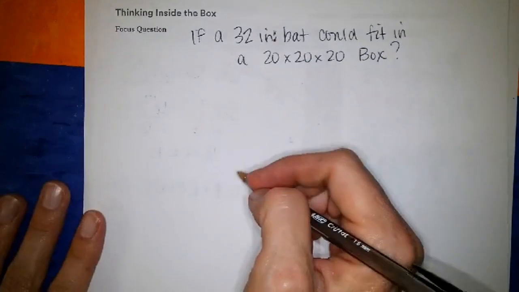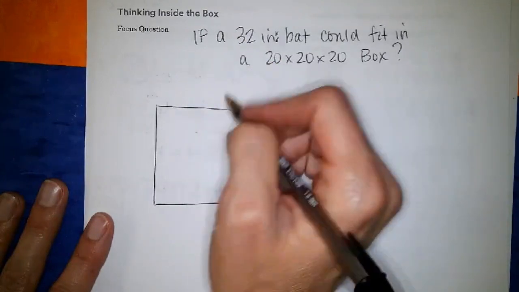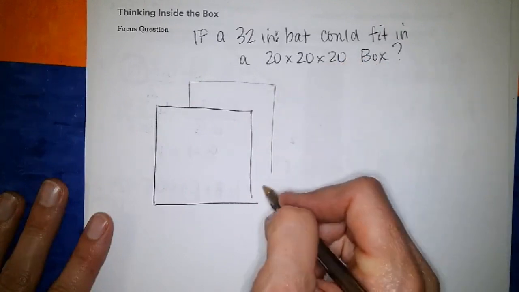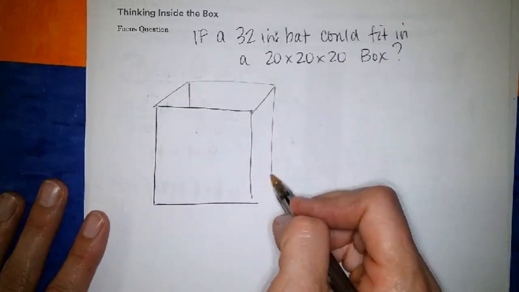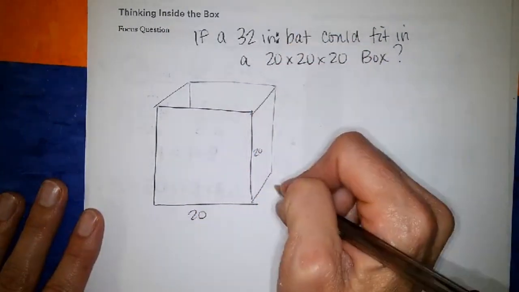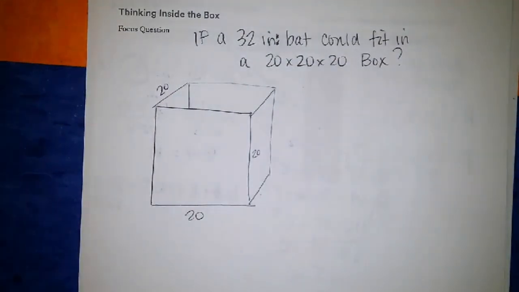So I'm going to go ahead and just draw our box. So we have a 20 by 20 by 20 box. 20, 20, and 20. There we go. 20 by 20 by 20 box, and we want to know if a 32-inch bat could fit in the box. Well, the first thing that we have to do is figure out what is going to be our length of our box. So we need to look at how we could start solving this problem.